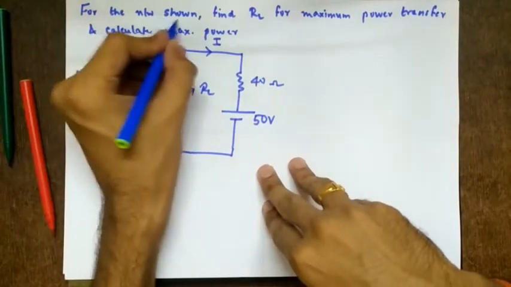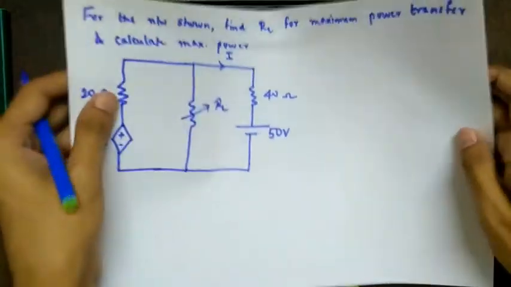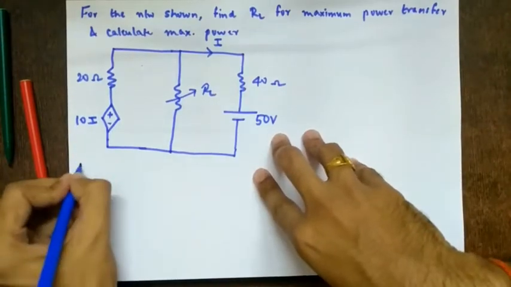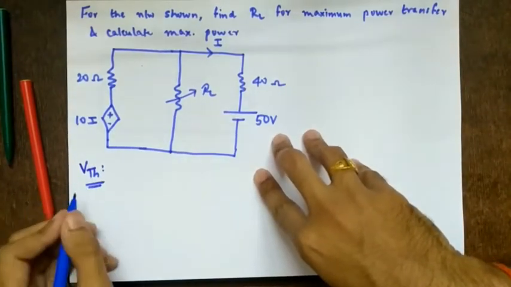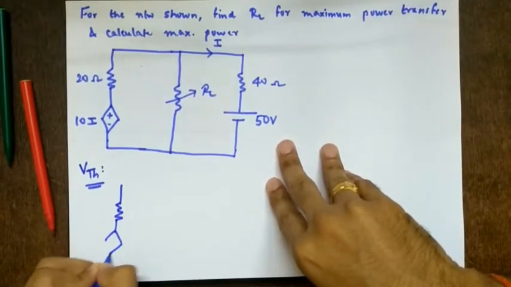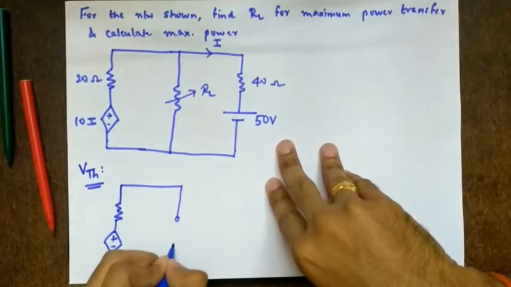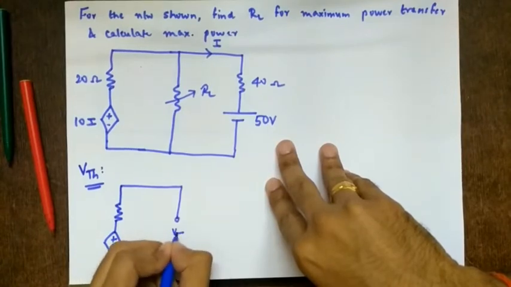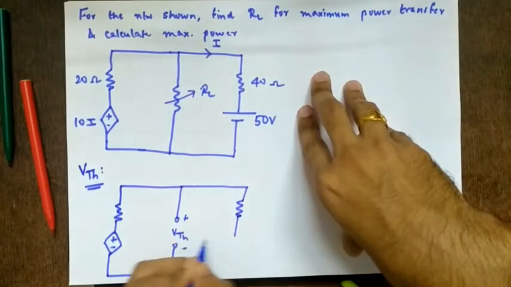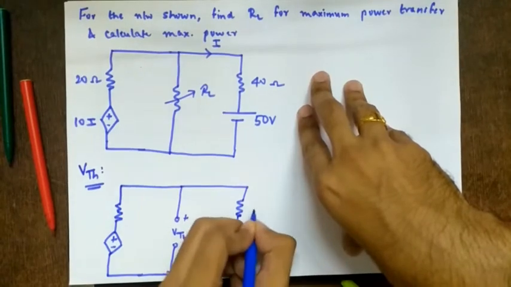The question is, for the network shown, find RL for maximum power transfer and calculate the maximum power. Okay. So what we'll do, this is RL. So again we'll open it. So the first step is VTH. So this will be VTH.